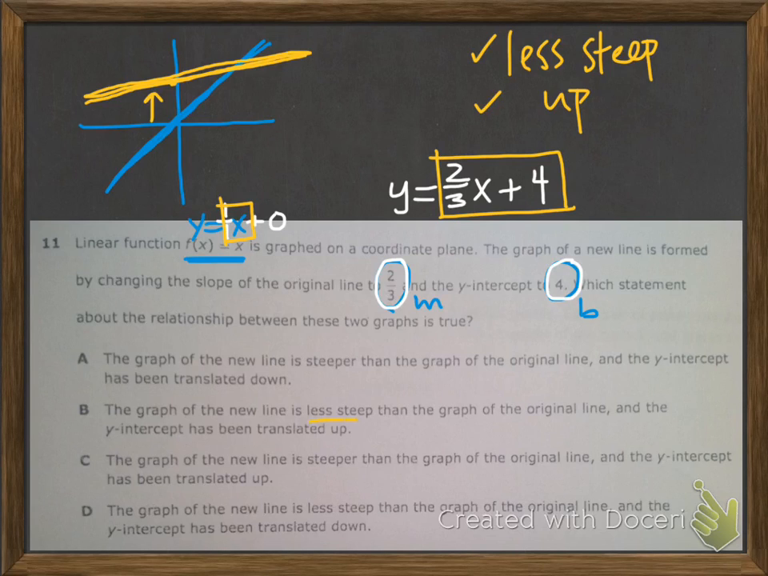B says less steep and up. So that's probably the one I'm going to pick. But just always double check your other answers. The other answers say steeper and down, so A's out. Steeper, up is okay for C, but the steeper's not right. And then for D, I've got less steep, which is good, but then I also have down at the bottom, so D is out.